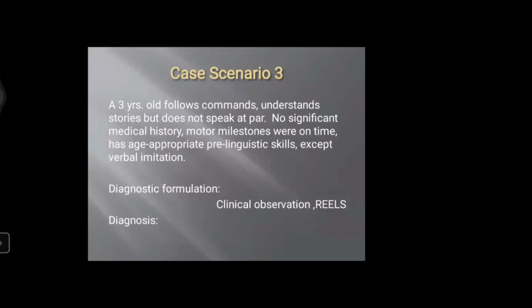So my diagnostic formulation would be, again, clinical observation is a must to see how his speech and linguistic skills are, and that's how I come to the conclusion that his verbal imitation is not fine. So then it would have me thinking, does he have apraxia? Is he a childhood apraxia case? If on clinical observation I find that he actually has this apraxia component, then maybe I would go for an apraxia test for children.